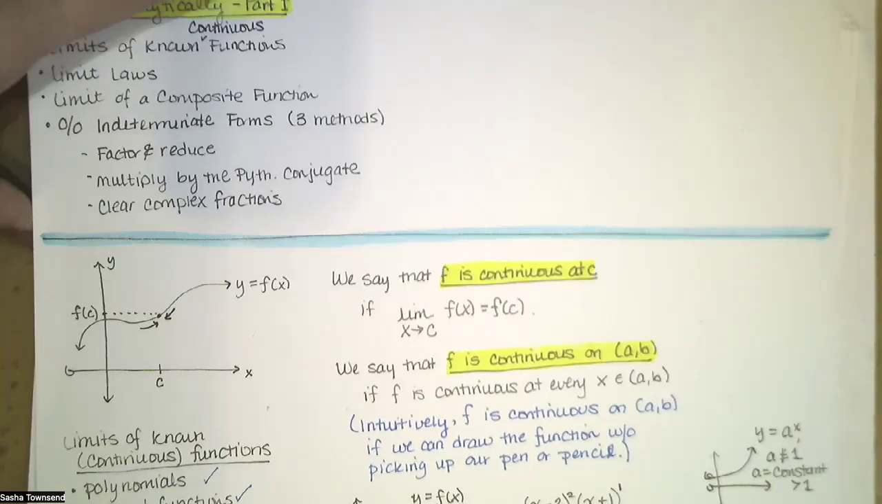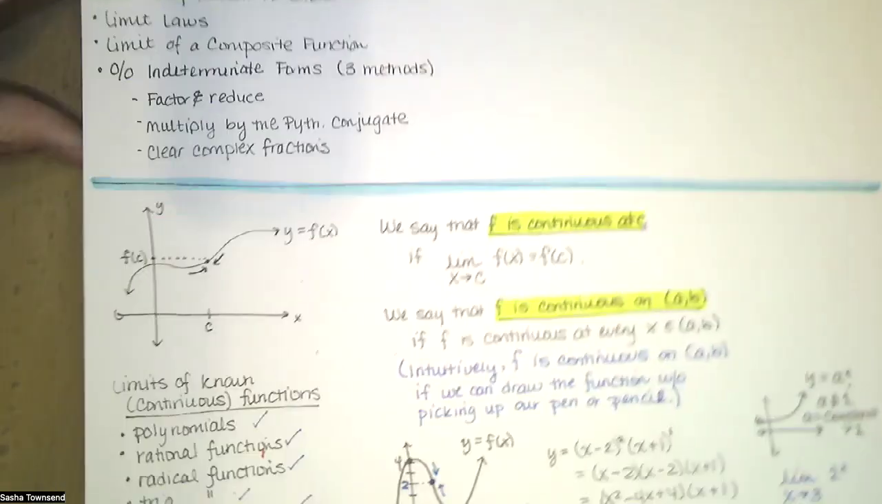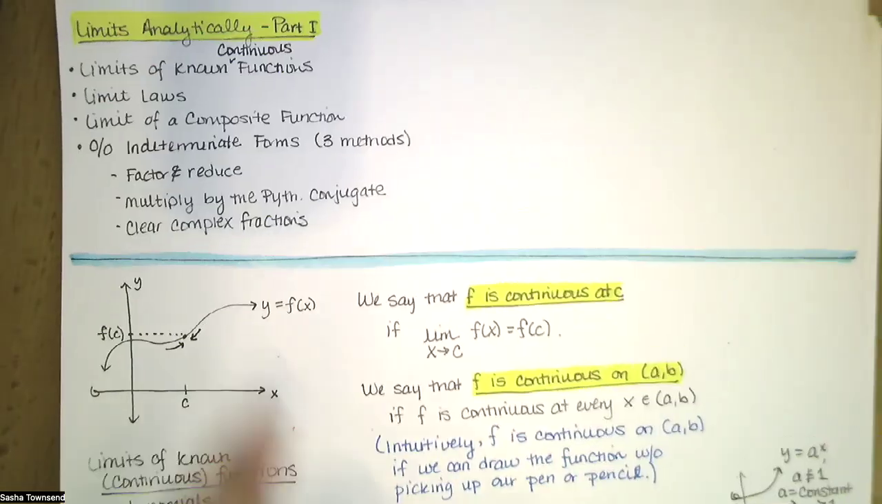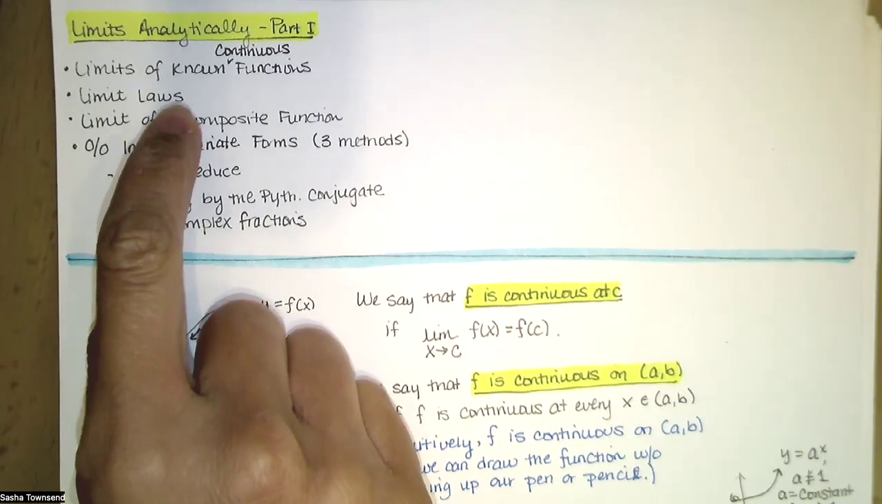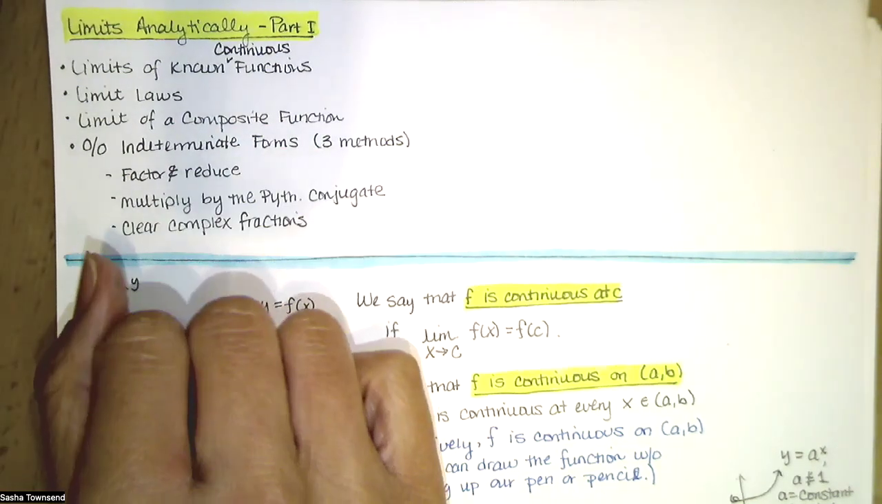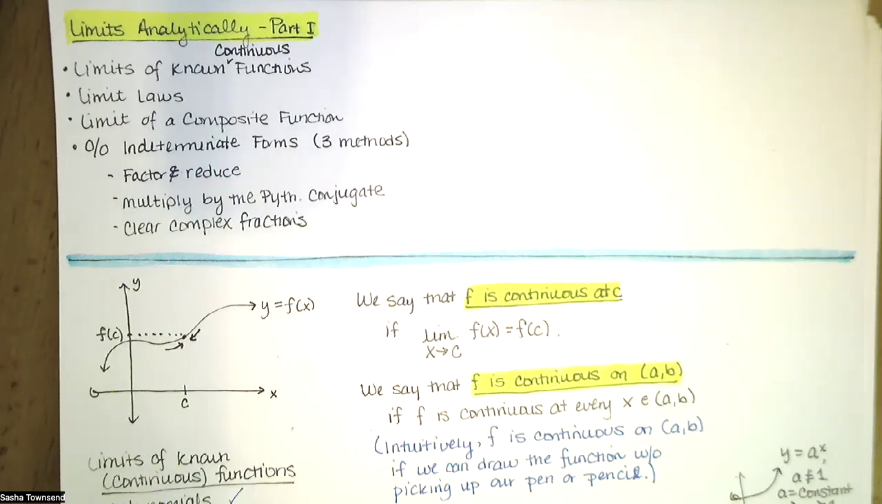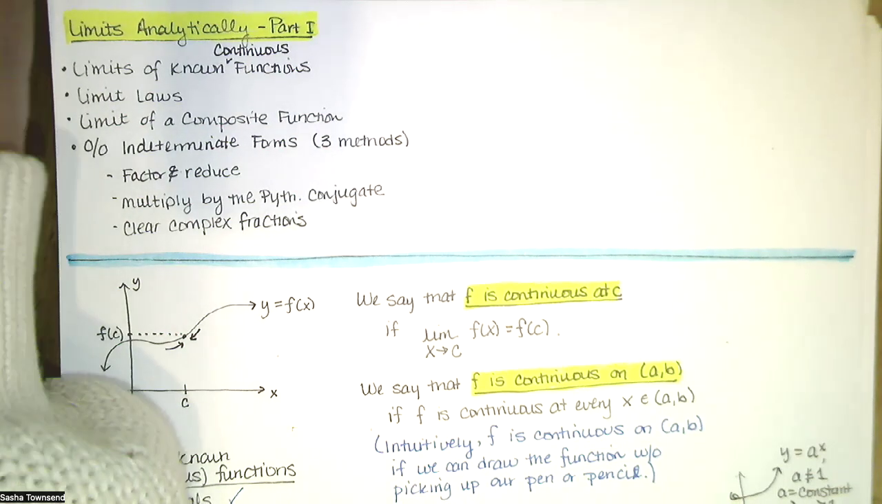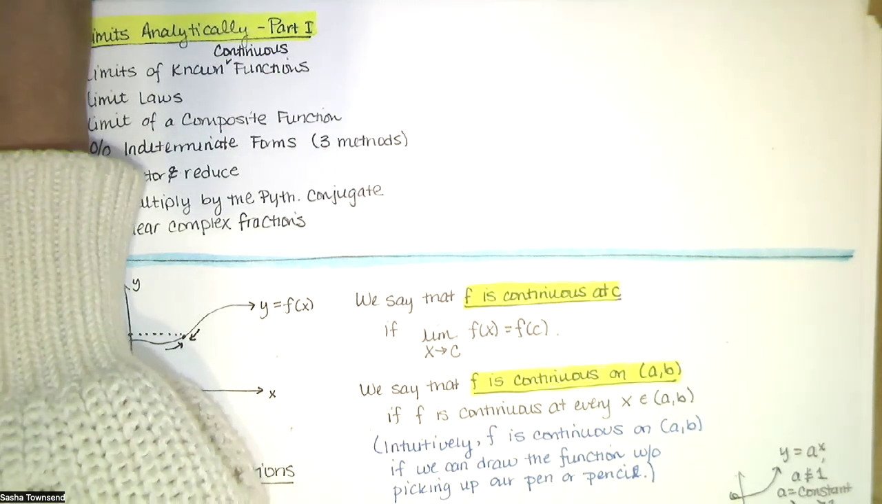Okay, so I guess that was a lot. I think we'll stop there. We'll talk about limit laws next time and limits of composite functions, and then maybe in a third video, we'll do the indeterminate forms. This one took a little bit longer than I thought. So I hope that's the idea. Let me know if you have any questions. Thanks.